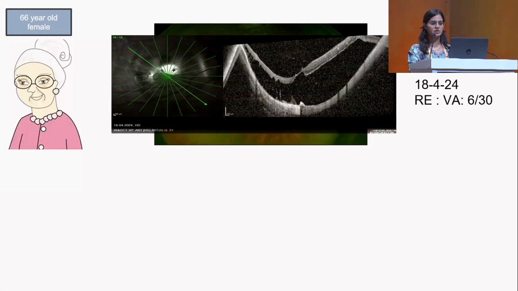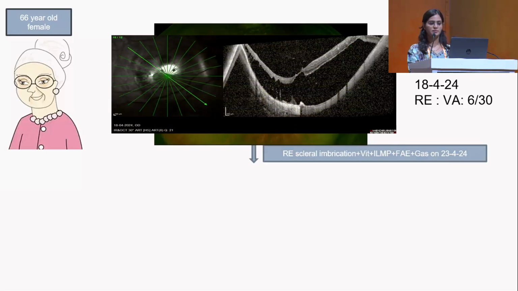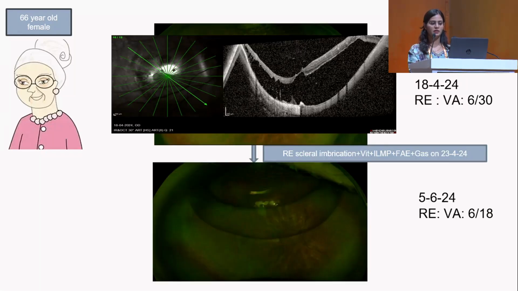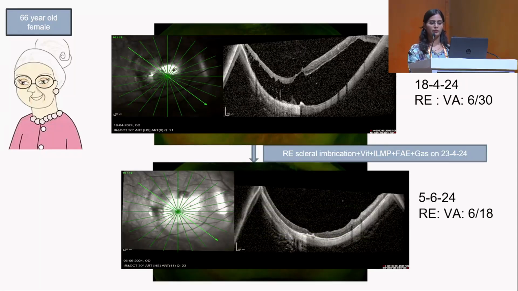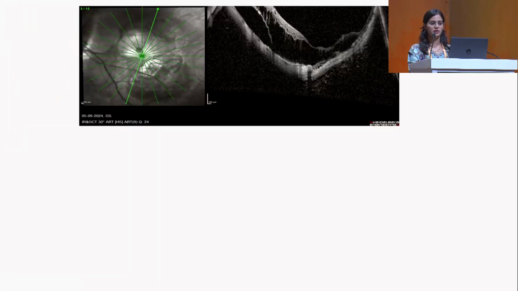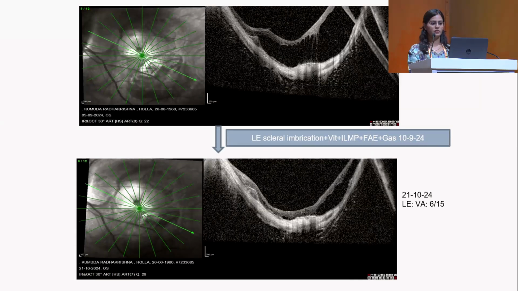This is another patient with stage 3A who presented with a visual acuity of 6/30, wherein we did a scleral imbrication along with vitrectomy. Here the patient improved to 6/18, and there was a successful resolution of the retinoschisis as well as the detachment. This is the other eye of the same patient.